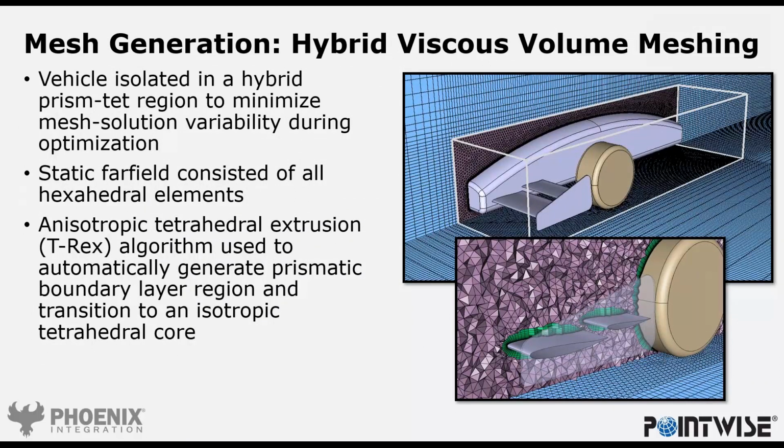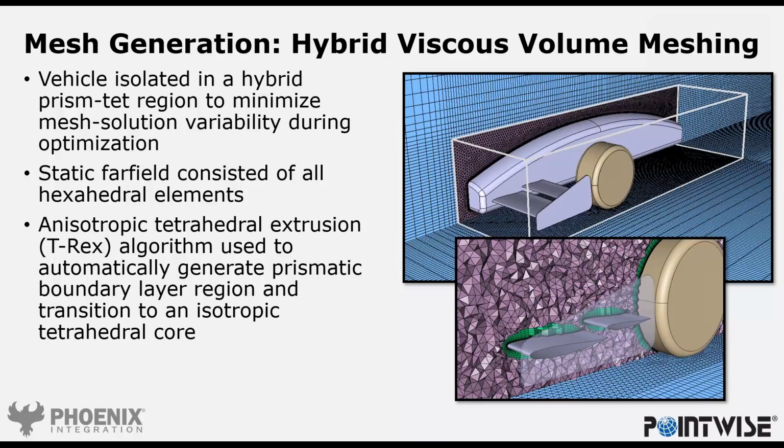Once the surface mesh was created, the next step was creating the volume mesh. And the key with the volume mesh is to isolate the vehicle or the region of interest that's going to be changing from design to design such that we could minimize the mesh and solution variability during the optimization process. So the deltas that we're seeing between designs are related to the design itself rather than the changes in the actual meshes. So to do this, we have a near field region around the vehicle of interest.